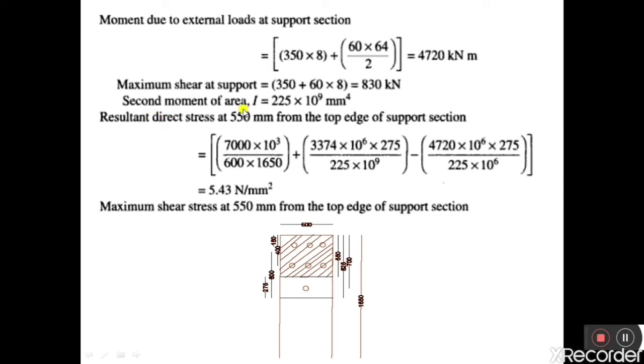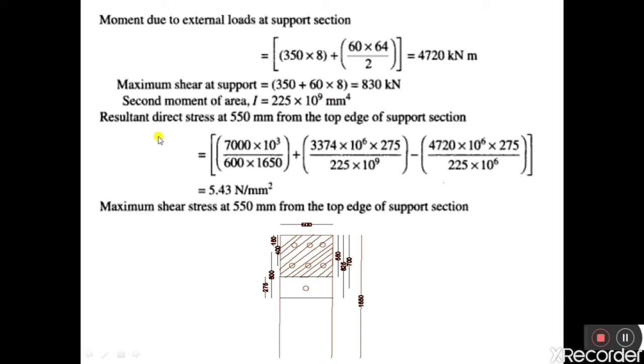Second moment of area, that is moment of inertia, I is equal to BD cube by 12. So it is a rectangular section. For a rectangular section, to calculate moment of inertia or second moment of area, we have the formula BD cube by 12. So B is 600 millimeter and D is 1650 millimeter. Therefore, I is equal to 600 into 1650 cube by 12, which gives 225 into 10 to the power of 9 millimeter to the power 4. So this is the moment of inertia.